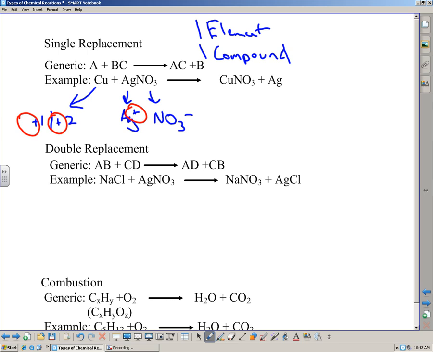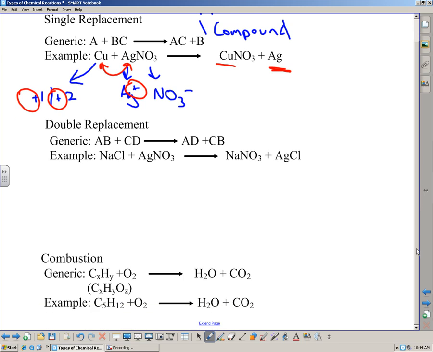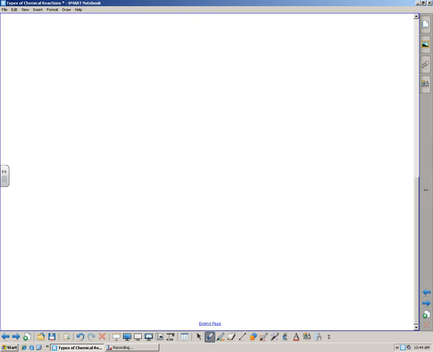Therefore, the copper is going to switch with the other part of the compound that also has the positive charge. So we see the copper and the silver switch places. That's why the silver is by itself and the copper is now bonded with the nitrate. Like charges replace like charges. Okay, if we wanted to do another example of what this would look like. Okay, let's say we had chlorine gas reacting with aluminum fluoride.